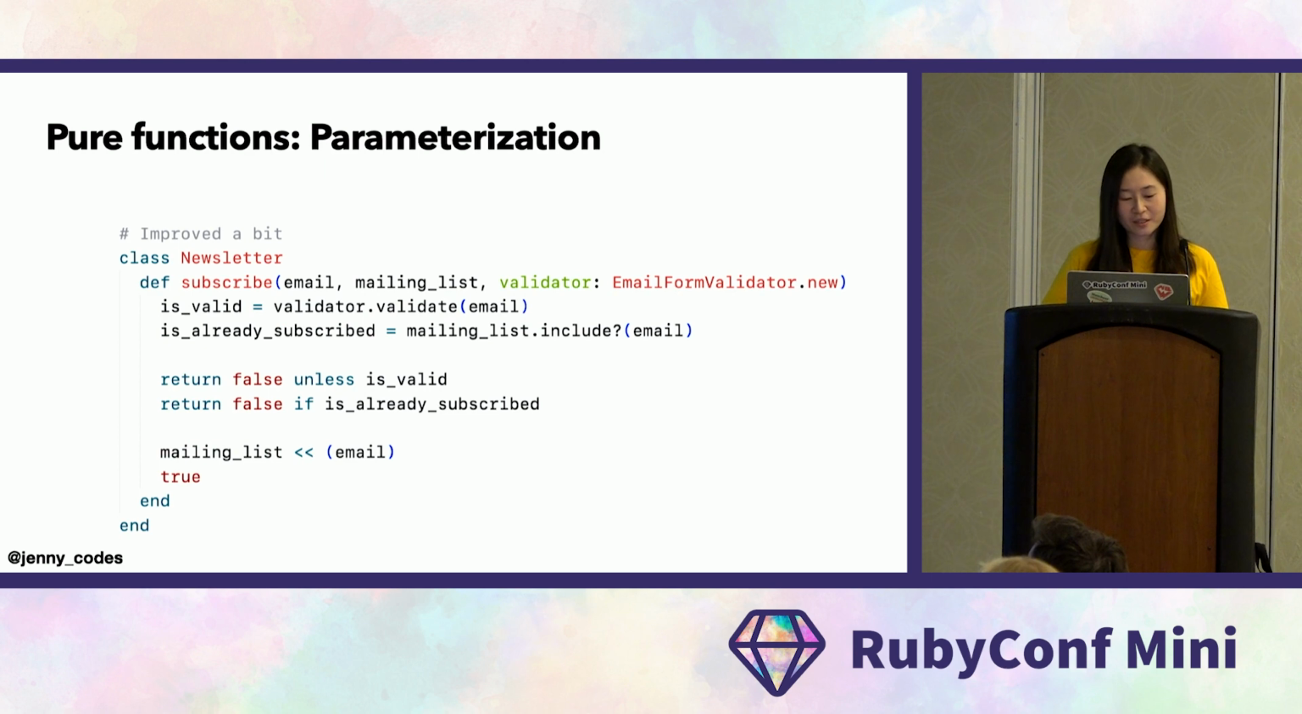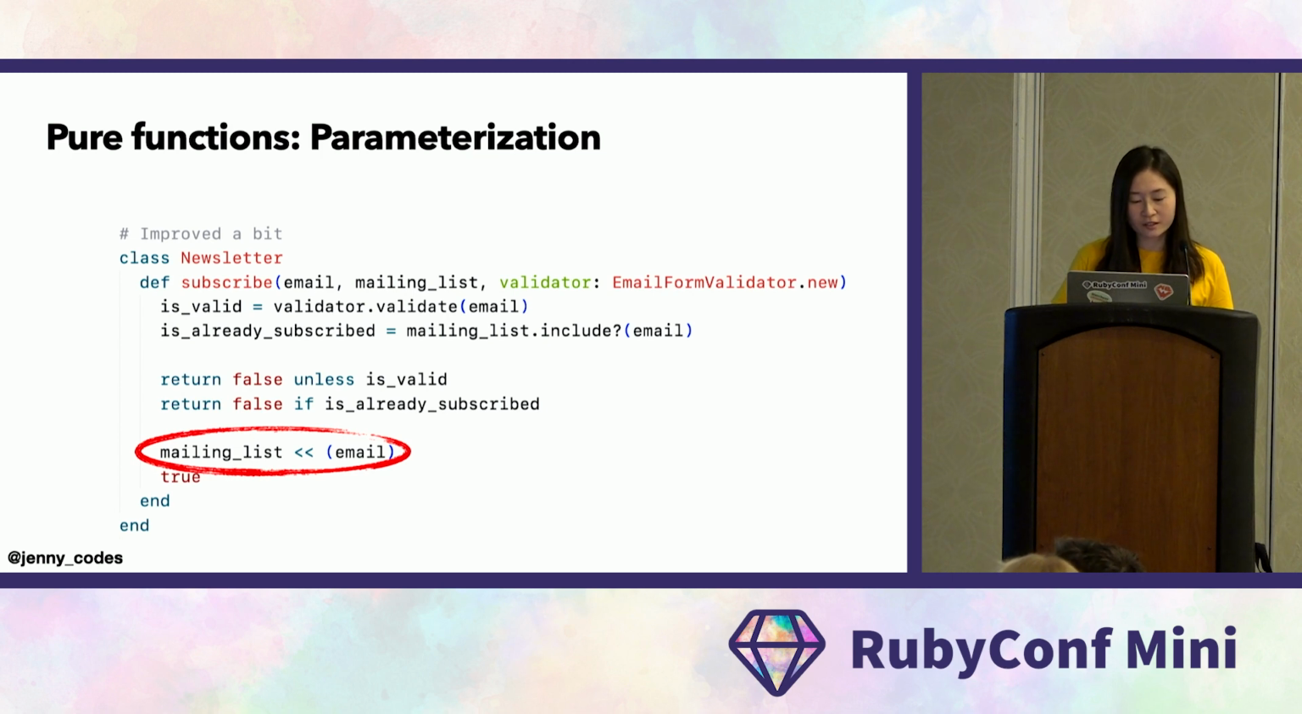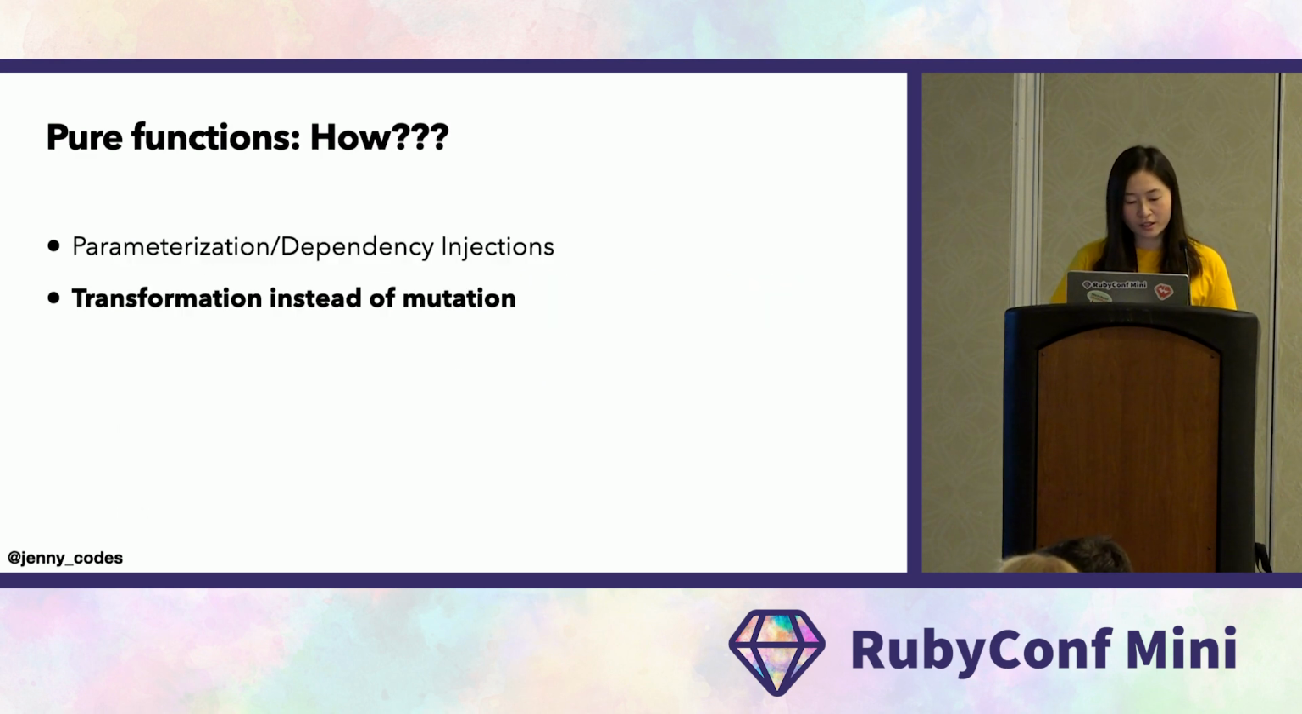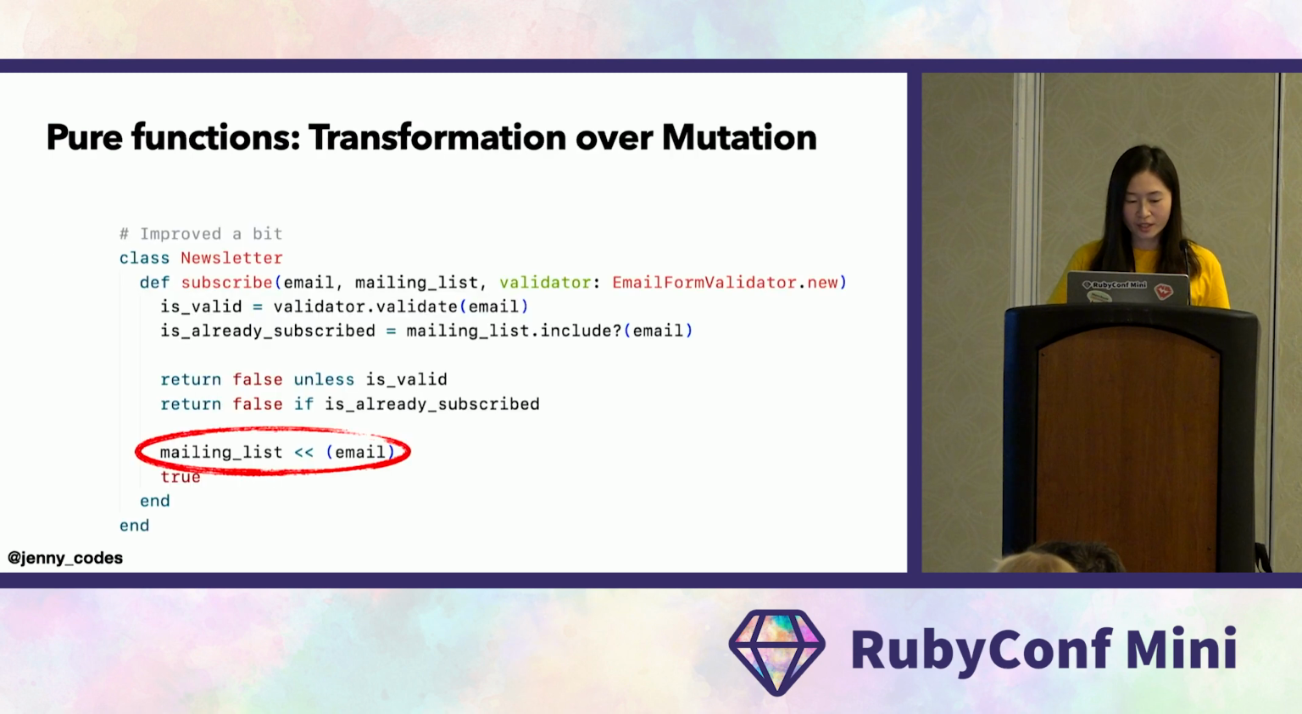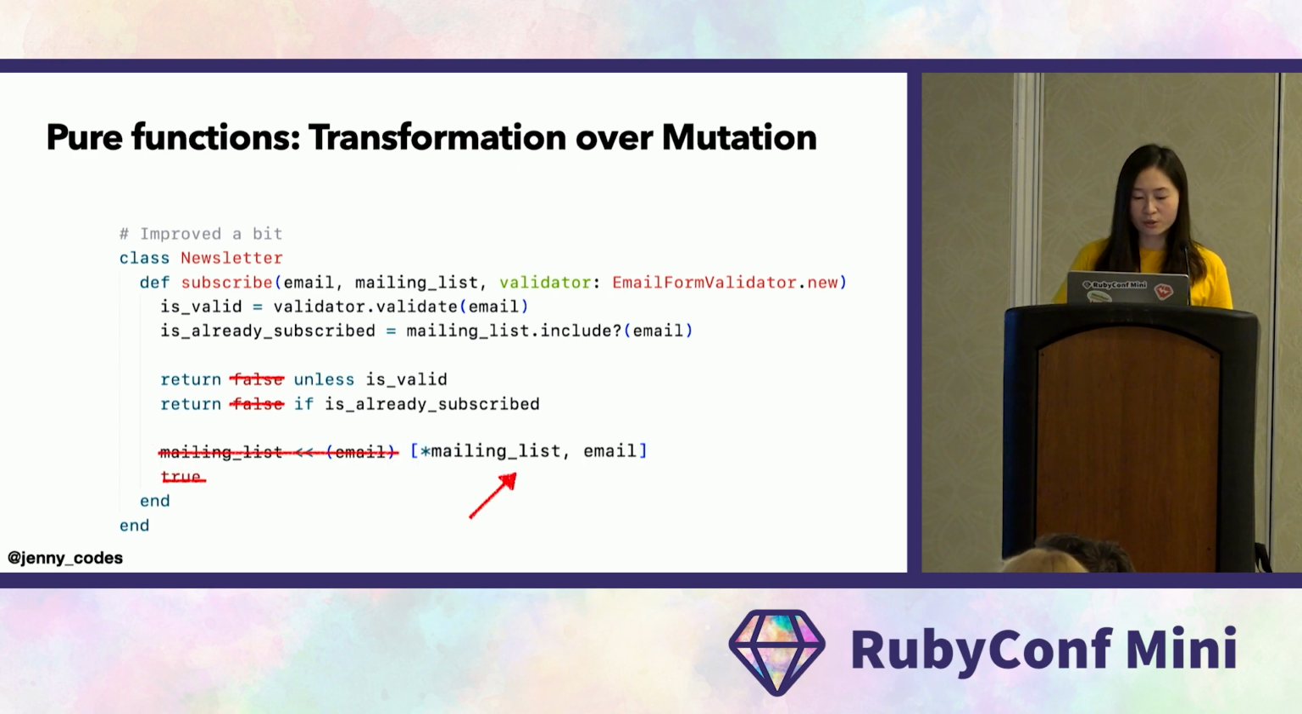So that's good, but it is still not pure. We see that the mailing list is still mutated. We are still implicitly talking to the environment. So that brings us to the second tip on how to make our functions pure: transformation instead of mutation. Instead of relying on mutating the list to make a change, we can create a new mailing list and return that instead.